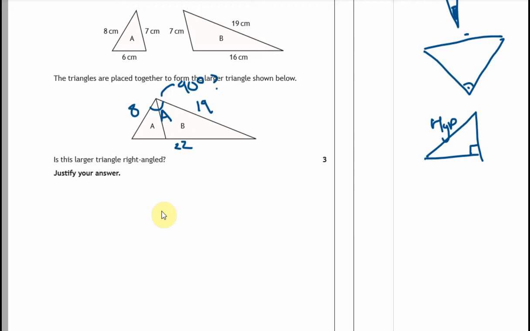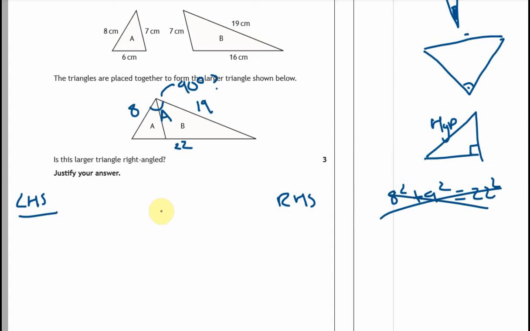Okay, so the first thing I do with this is your converse of Pythagoras theorem. I always do left hand side and right hand side. Okay, what you cannot do is say at any point 8 squared plus 19 squared equals 22 squared. Right? You can't say that because we don't know that's true yet. We're trying to prove it. Okay, so don't write that. What we are going to do is two separate independent calculations and then put them together.